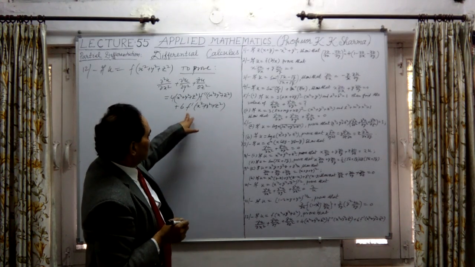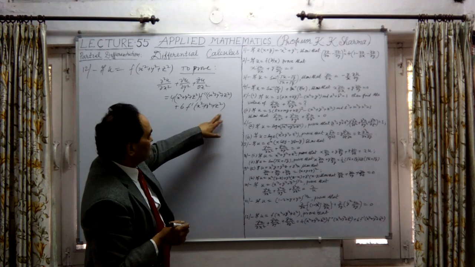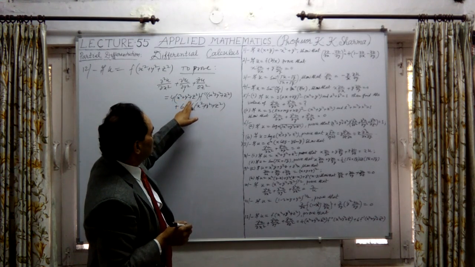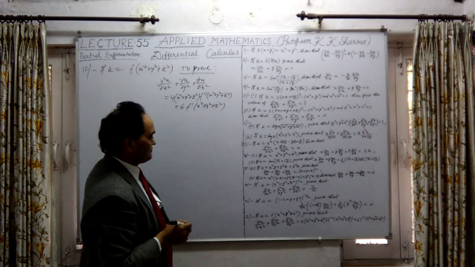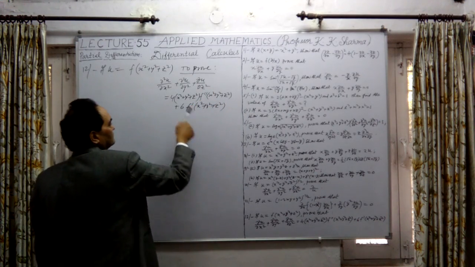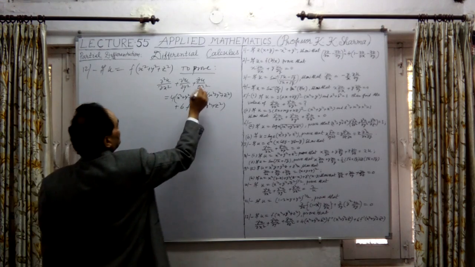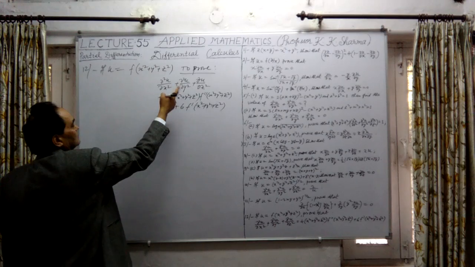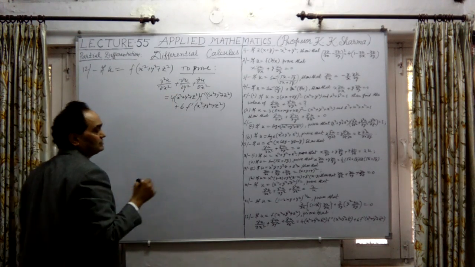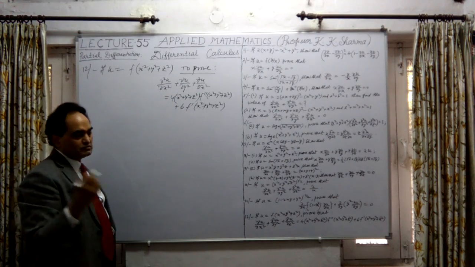So this is 6 times f dash of x square plus y square plus z square, and this is 4 into x square plus y square plus z square into f double dash. That is the second derivative, this is the first derivative. This we have to prove, that this whole equals this. We have to find the second derivative of each type, with respect to x, with respect to y, with respect to z.